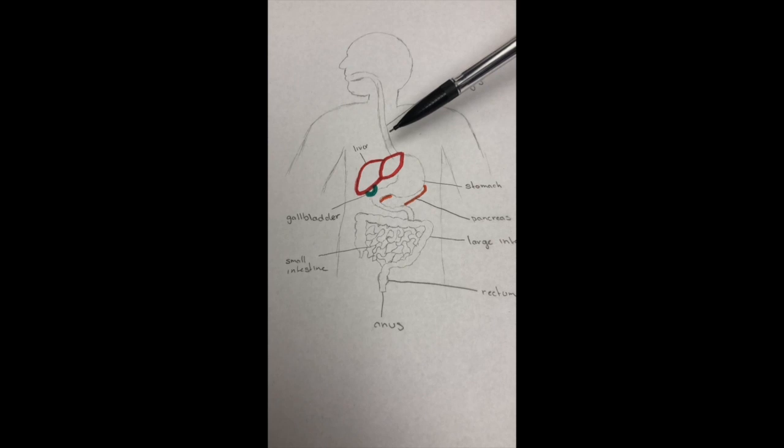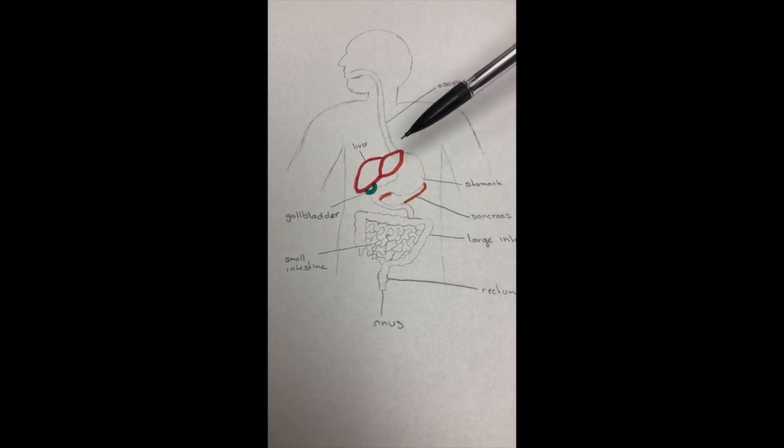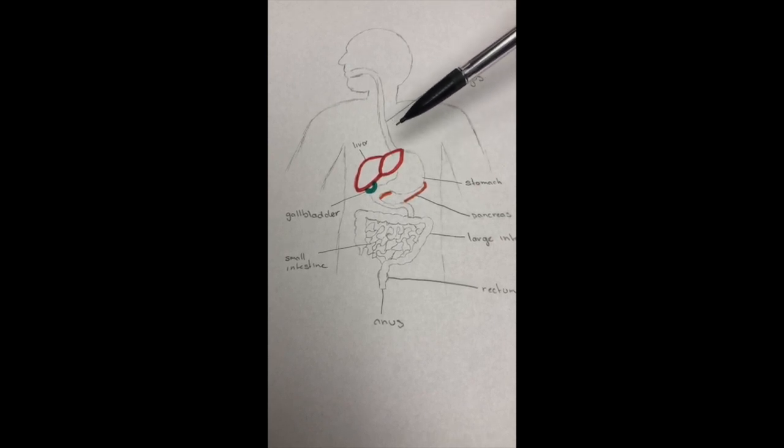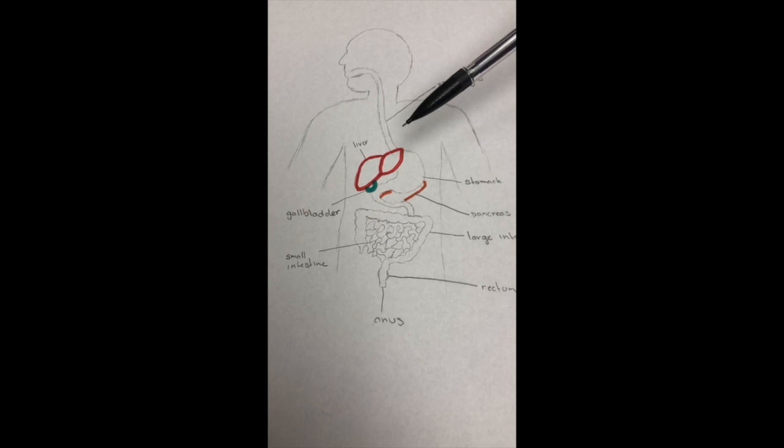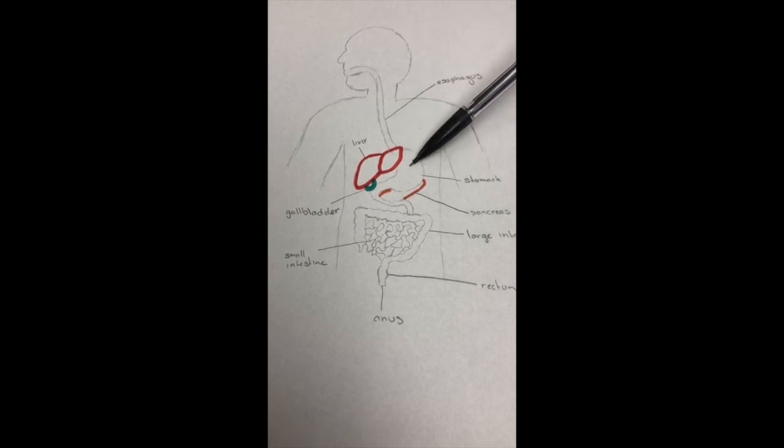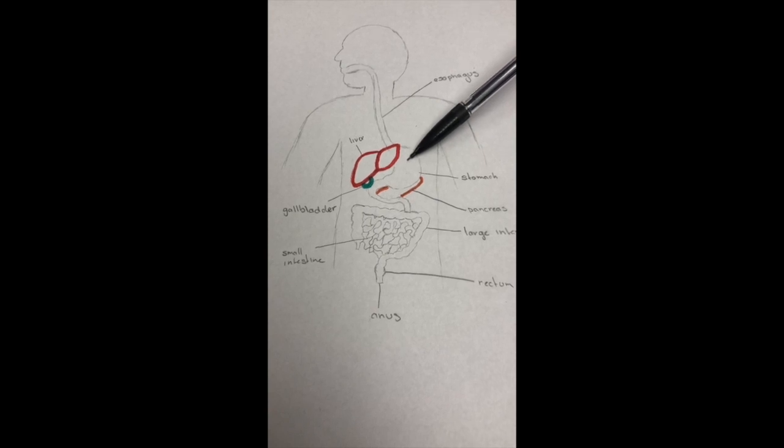Parietal cells secrete HCl, chief cells secrete pepsinogen, and gastric mucosa secretes intrinsic factor, which is required for intestinal absorption of vitamin B12, which is used for production of red blood cells.